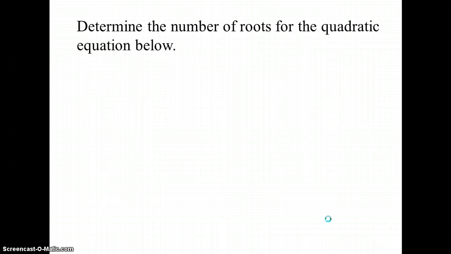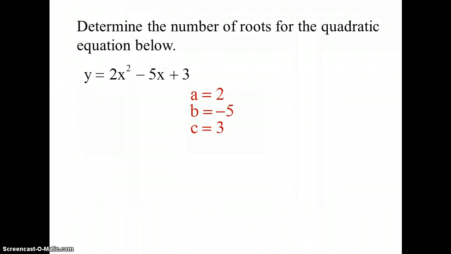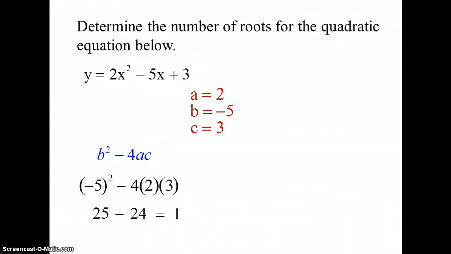For your next three examples, you will determine the number of roots for the quadratic equations. y equals 2x squared minus 5x plus 3 is the first example. So first, identify your a, b, and c, just like we did when we were solving using the quadratic formula. You will now take these values and substitute them into the discriminant, b squared minus 4ac. And once you substitute, you can find out what your solution is, and therefore determine how many solutions this particular quadratic equation has.